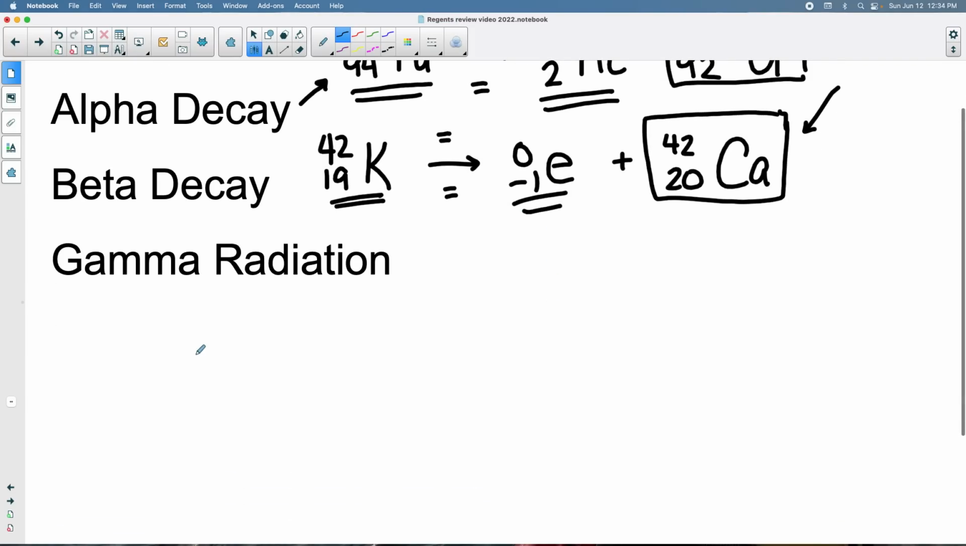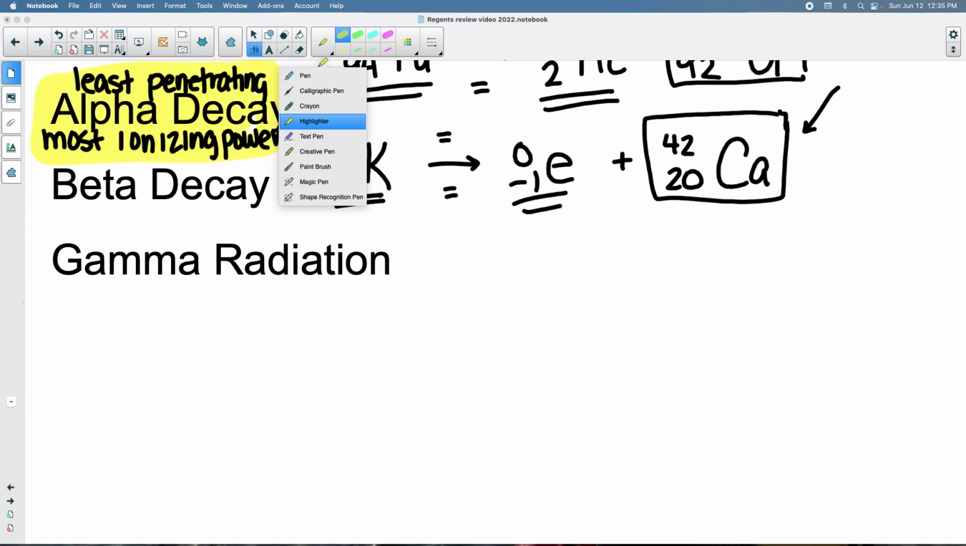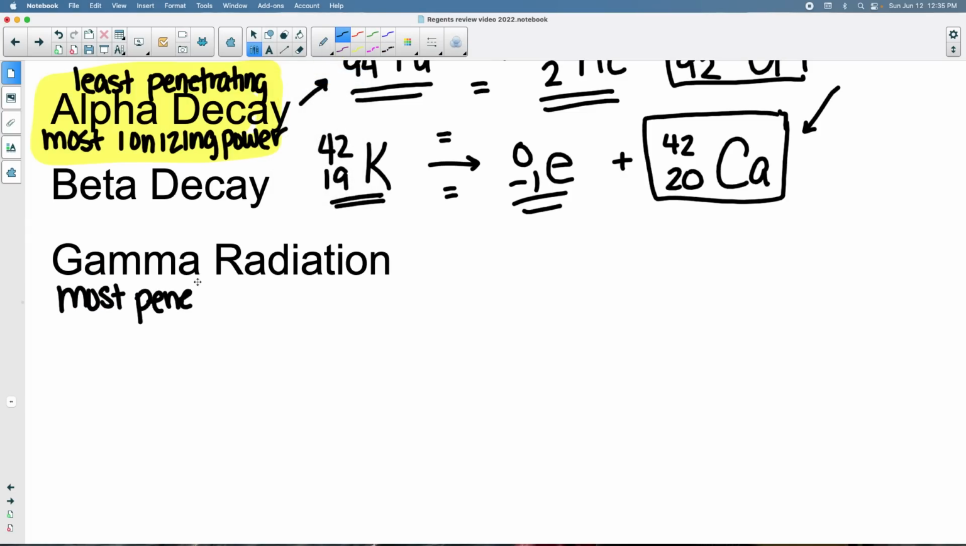When we talk about alpha, beta, and gamma, alpha has the least penetrating power, but it has the most ionizing power. Okay, so both of those go for alpha. And then if we look at the rest, gamma has the most penetrating power, but the least ionizing. And that's also because gamma has no charge.